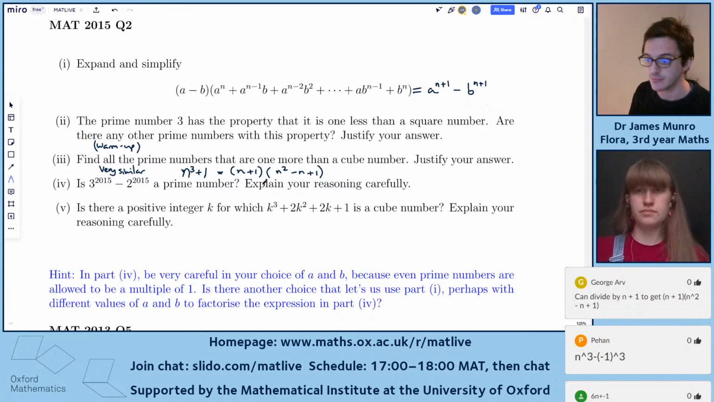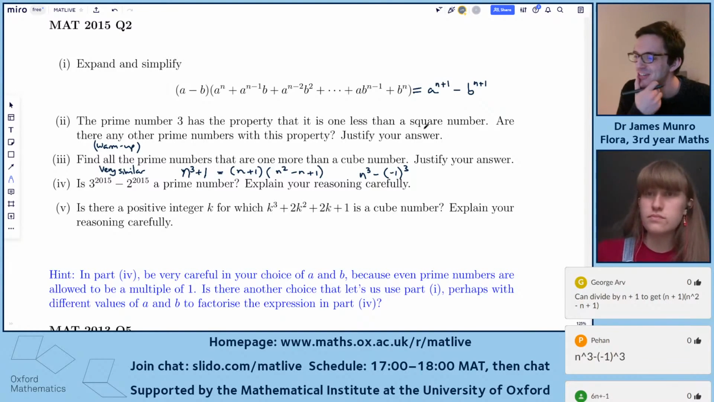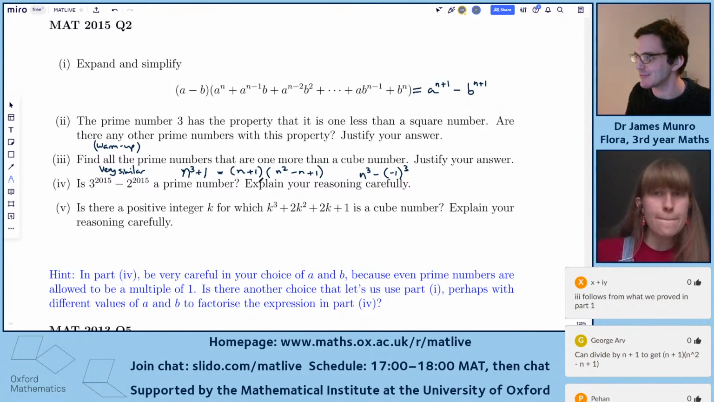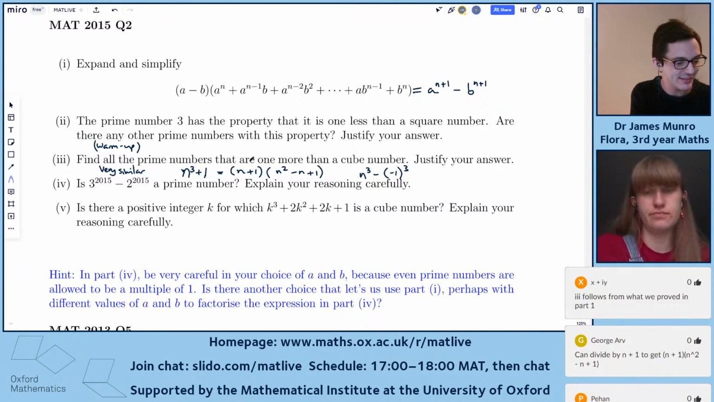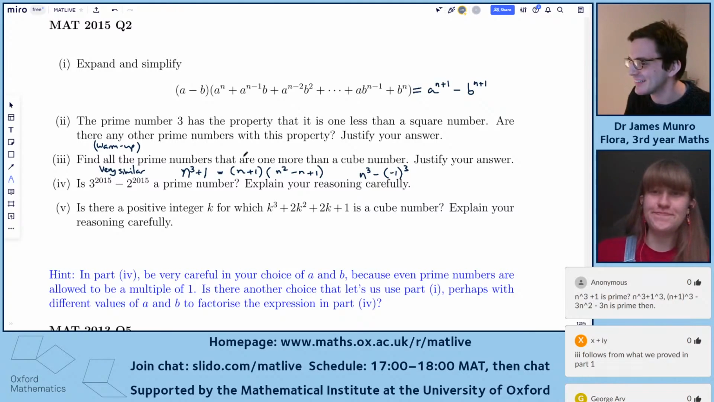Good. Okay. Or alternatively, thank you, Payne in chat. Payne in chat says this is n cubed minus minus 1 cubed. So you could use the thing at the top of the question. Clever. I like it. Bring all the minus signs inside. a equals n, b equals minus 1. Brilliant stuff. Okay. I want to talk about part 4. People in chat are telling me to use part 1. Using previous parts of the question is very important. This is the same fact, right? Okay, good stuff.